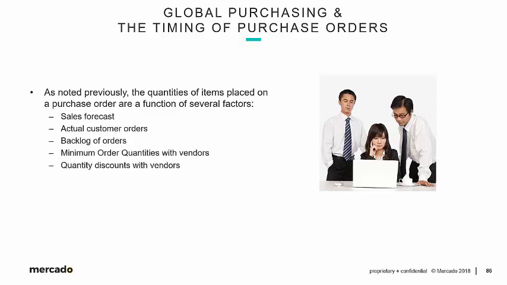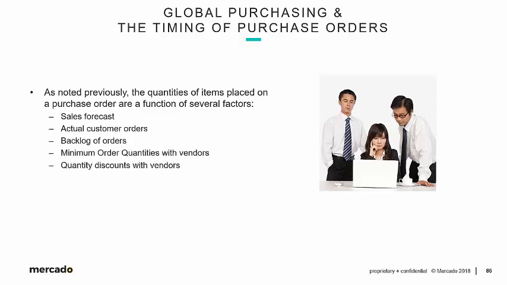Sales forecast, biggest item probably. Actual customer orders that consume that forecast. Any backlog of customer orders that we have. Minimum order quantities with vendors. And any quantity discount with vendors.